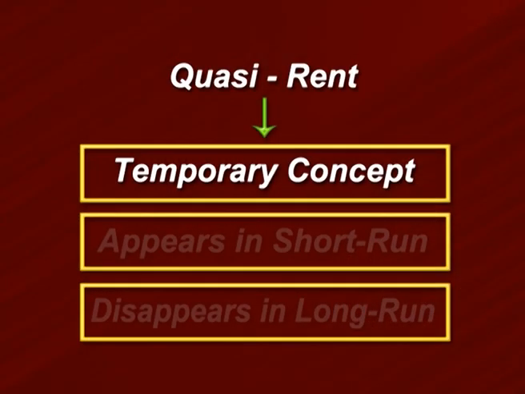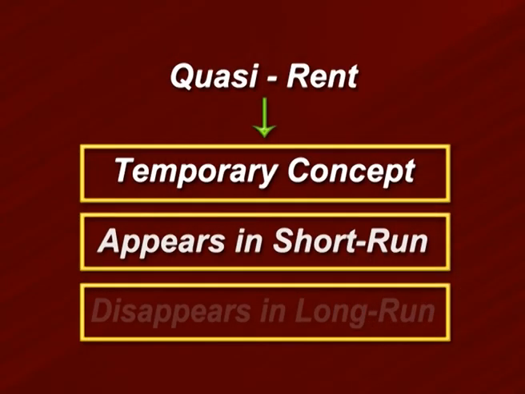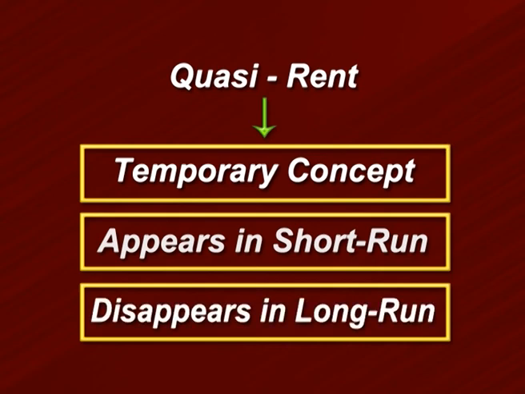So, this is the modern theory of rent we talked about, and we also talked about the specific factors and the non-specific factors of production, and we talked about quasi-rent. That quasi-rent appears because the factors of production are fixed in supply. It is a temporary concept, it appears in the short run and it disappears in the long run.